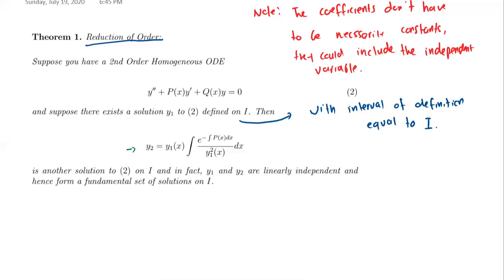So again, I'm not proving this. I believe that they prove it in the book. It might be section 3.3 where they do this, or 3.4, not exactly sure. But if you look in the book, they prove that this is in fact a solution with the same interval of definition as y1, and that y1 and y2 are linearly independent on this interval.